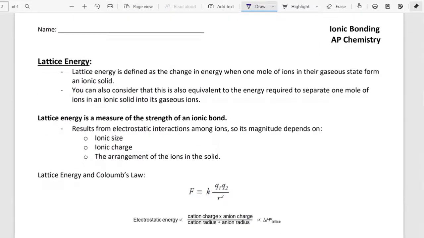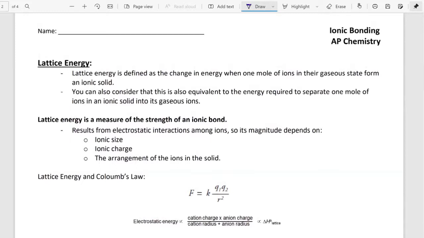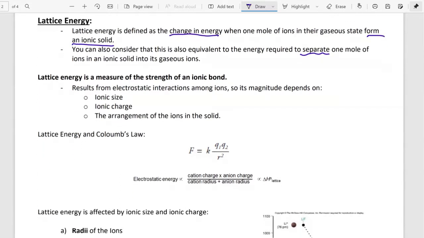All right, the other part that we want to talk about is lattice energy, and just summarize what you saw in the POGL. Lattice energy, we already mentioned, is the change in energy when 1 mole of ions in their gaseous state form an ionic solid. Again, it's going to be the attraction between them. You can also consider it as being equivalent to the energy required to separate that 1 mole of ions from the ionic solid into their gaseous ions. So you can think about if you were to break the bond, how much energy would have to be absorbed. But usually the true definition of lattice energy is when those ions form the ionic solid and attract each other. So lattice energy is a measure of the strength of the ionic bond.